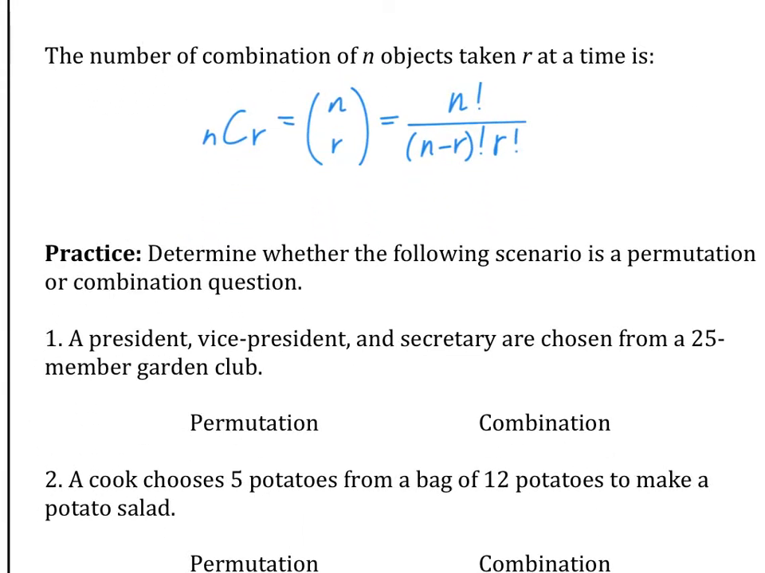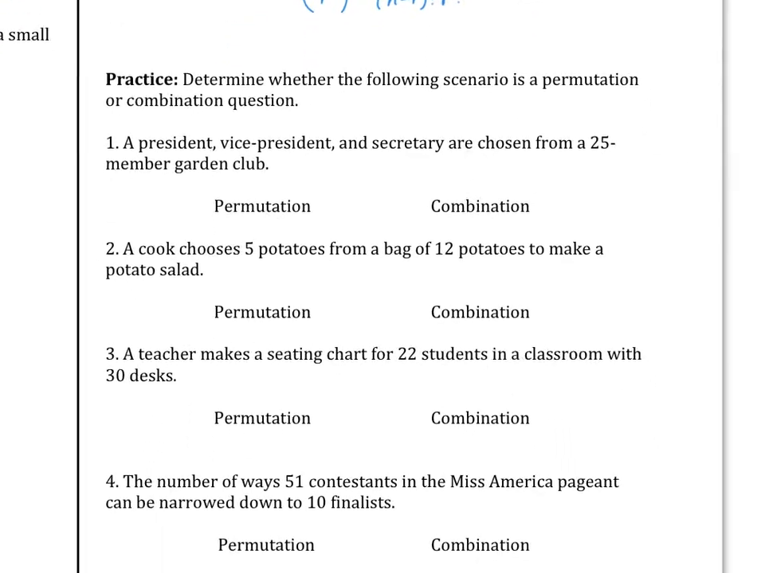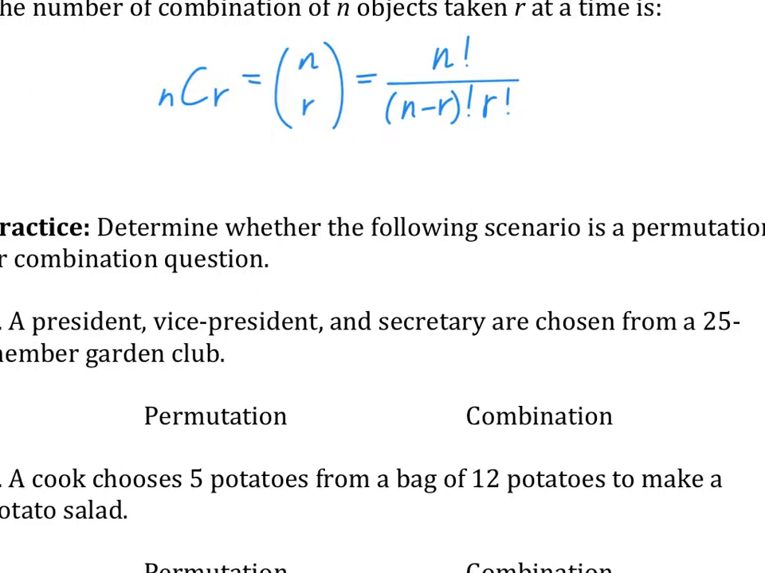Okay, let's have you and your partner decide. Actually, let's do the first one together. A president, vice president, and secretary are chosen from a 25-member garden club. Is this a permutation question or a combination question? Talk to your partner.